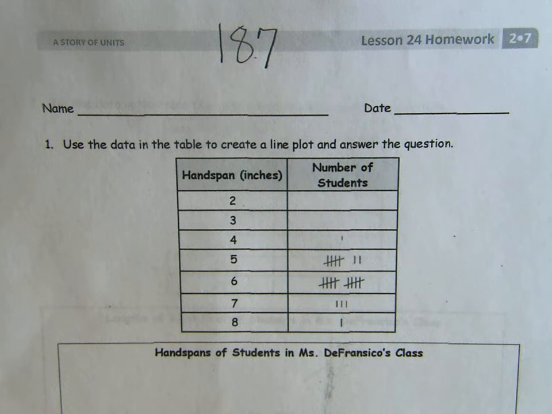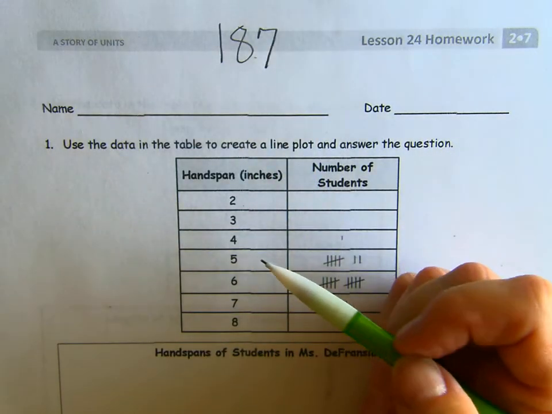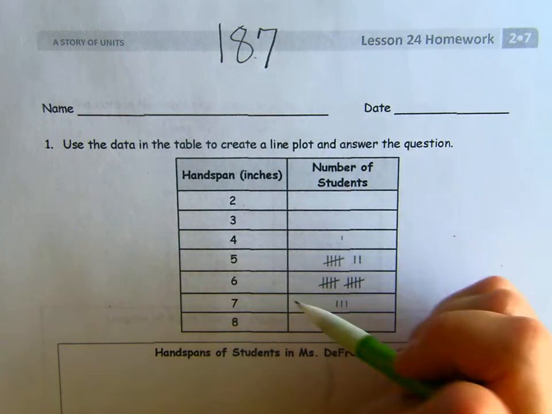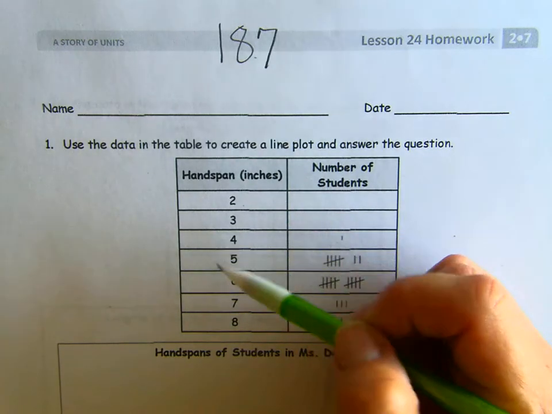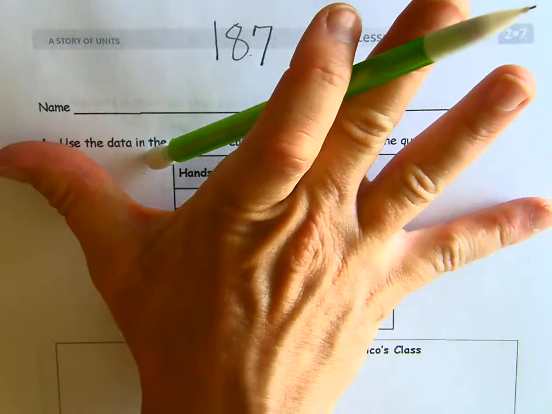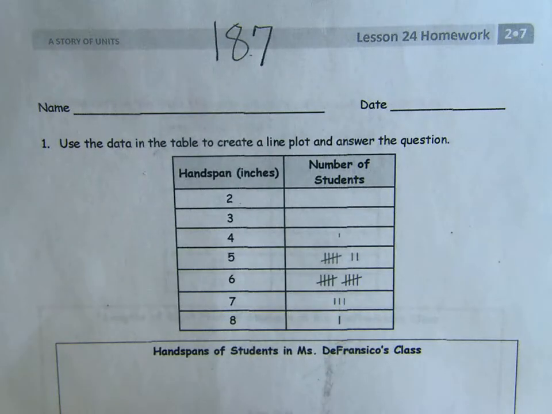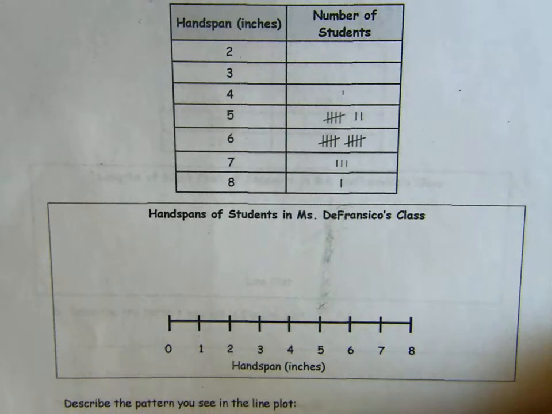Hey everybody, here we are with Module 7, Lesson 24. It's page 187 in your Succeed book. And what we're going to be doing today is working on the line plot. So we are going to be taking the data that's in the table at the top about hand span, remember, and we're going to be putting it down here on this number line. We're going to create a line plot.